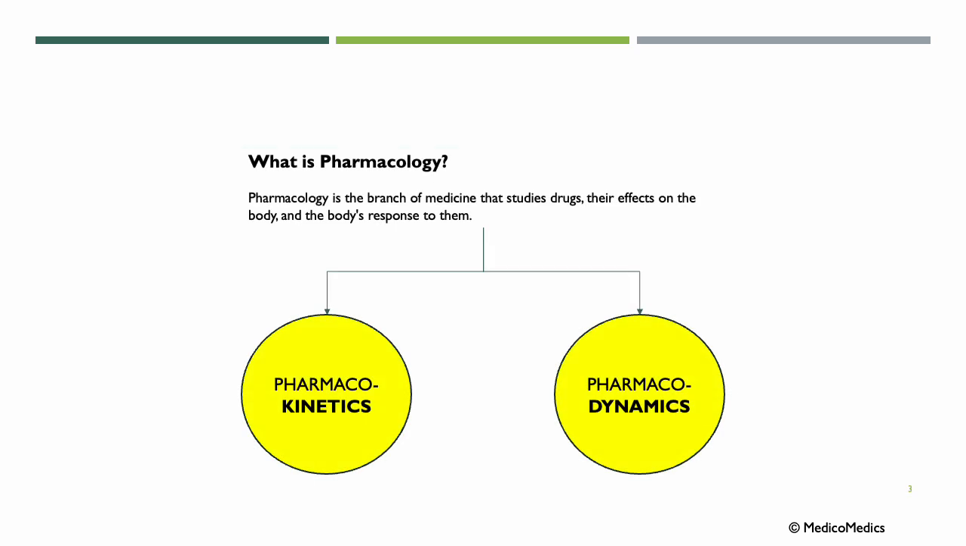Now, pharmacology is the branch of medicine that studies drugs, their effects on the body, and the body's response to them. And we can divide it into pharmacokinetics, so what the body does to the drug, like absorption or metabolism is studied here. Then we have pharmacodynamics, so what the drug does to the body. For example, we study the mechanisms of action, its effects, etc.